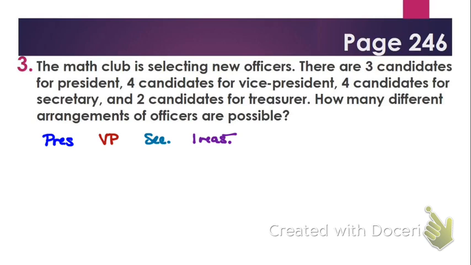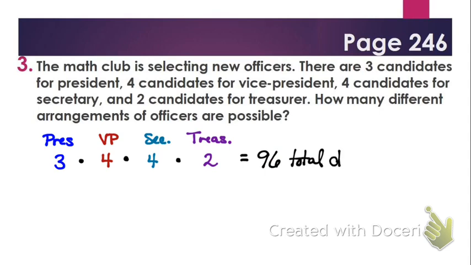How much? 96. Tell me how you got there. I multiplied 3. Well, first I did 4 times 4, which is 16. Then I multiplied 3. And I got 48. Then I multiplied 48 times 2. And got 96. Yes. We take all the possibilities, multiply them together. So every choice along the way on that ballot. 96 total different arrangements.